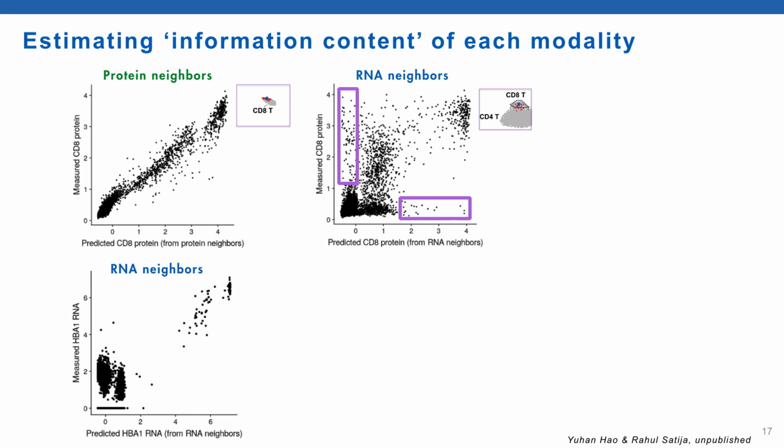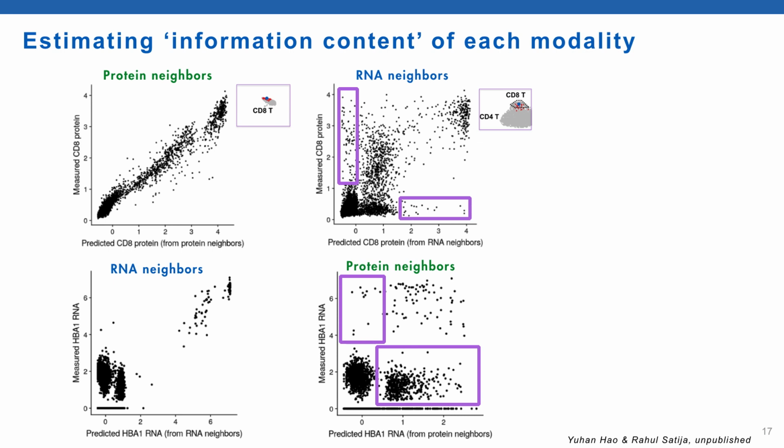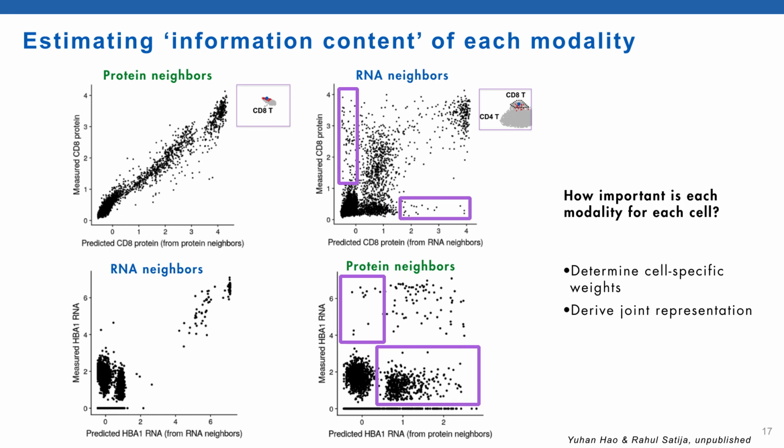The flip side of this is also true. If you look at hemoglobin A, going back to the red blood cell example from a couple of slides ago, where if you look at RNA neighbors, you see a great correlation. But if you look at protein neighbors, again, there's a lot of error in this, which again is not unexpected. And so really the question we need to ask is, how important is each modality for each cell?